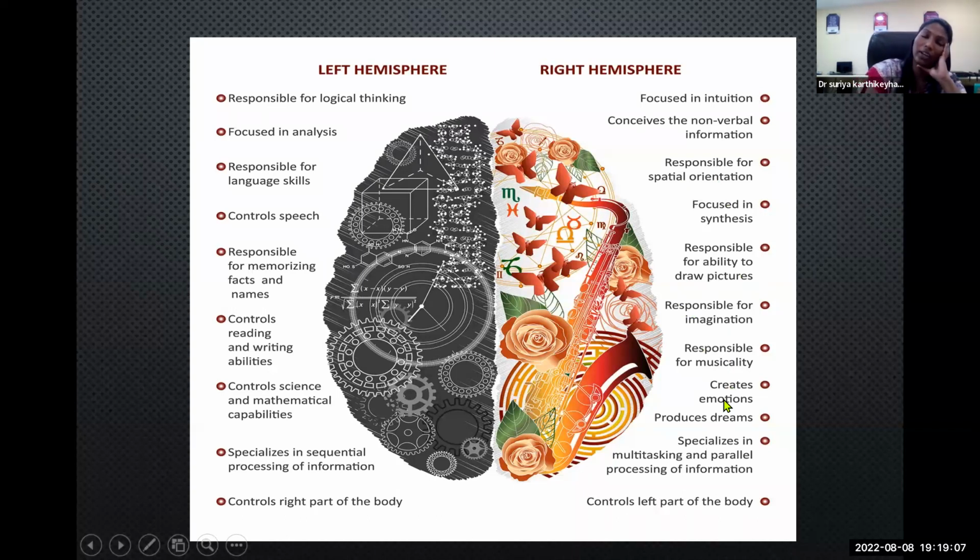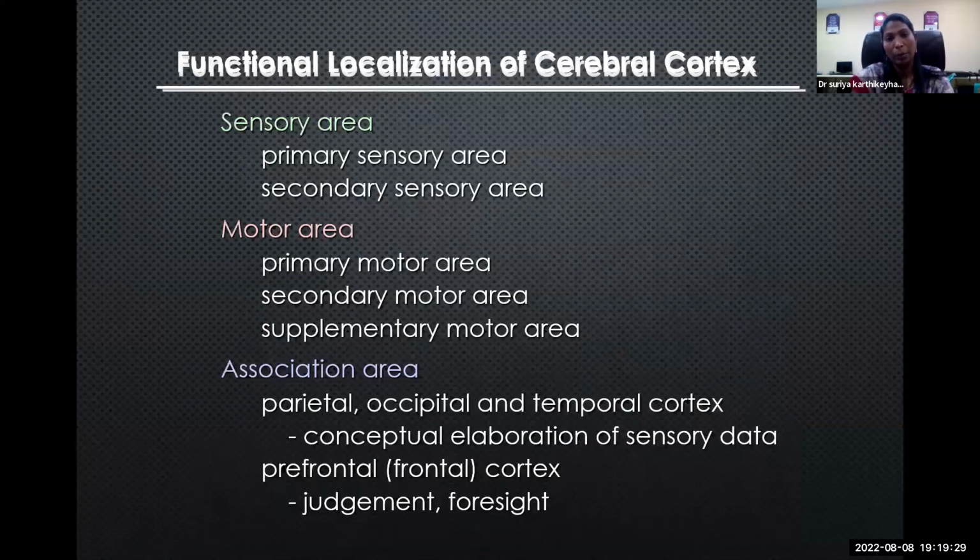Now if I'm taking a class and you are imagining or dreaming, your right hemisphere is working. But some persons concentrate in our class. They have analytical thinking, they memorize the facts and the names. When we take the class, they take all the notes and memorize all those things. For them, the left hemisphere is responsible.